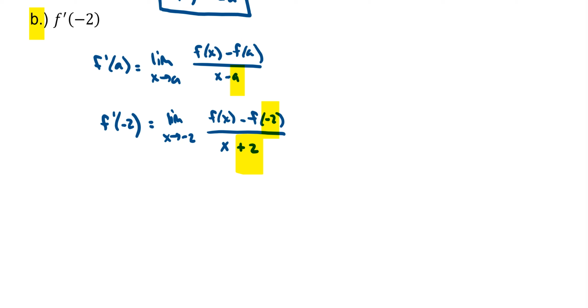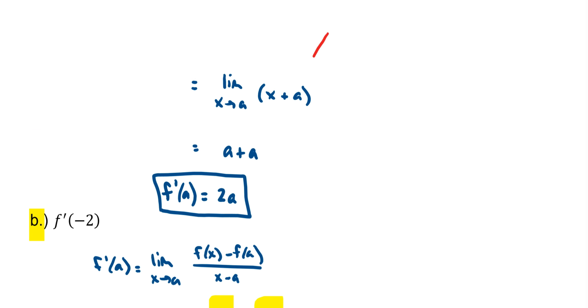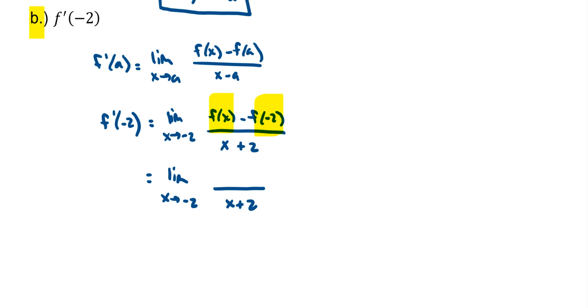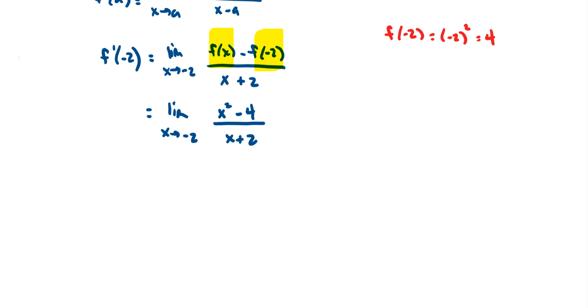Okay, so we have one more thing to do before we start actually evaluating this limit. As usual, we need to just rewrite f of x and f of negative 2. Everything else is good to go. So f of x for this question was x squared, so replace the f of x with x squared. And then f of negative 2 is just negative 2 squared, plug it in the function, which is 4. And we end up getting limit as x approaches negative 2 of x squared minus 4 over x plus 2.